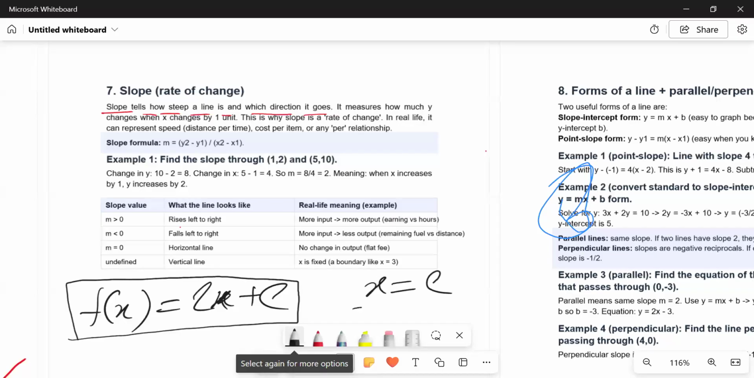Because at that time, the vertical line's equation is x equals c, right? Yeah. So you are saying that this equation is not a function. This is what you're saying, right? Yeah. This is a good observation. Yes.